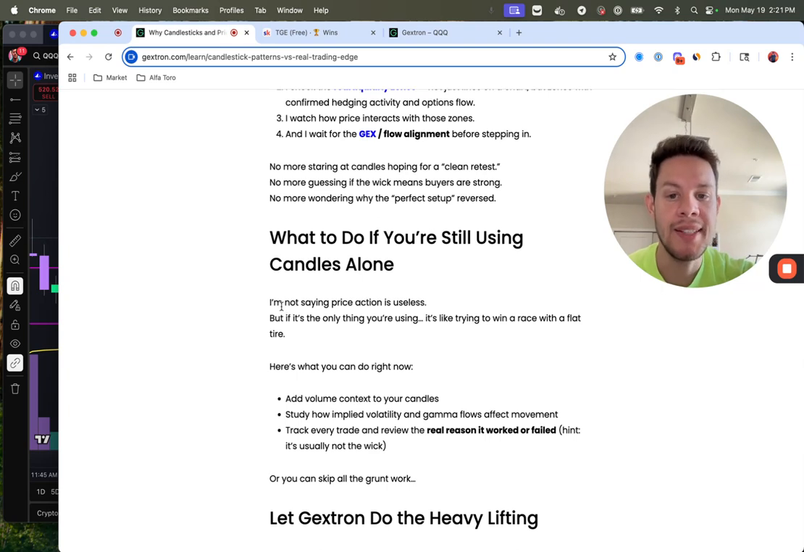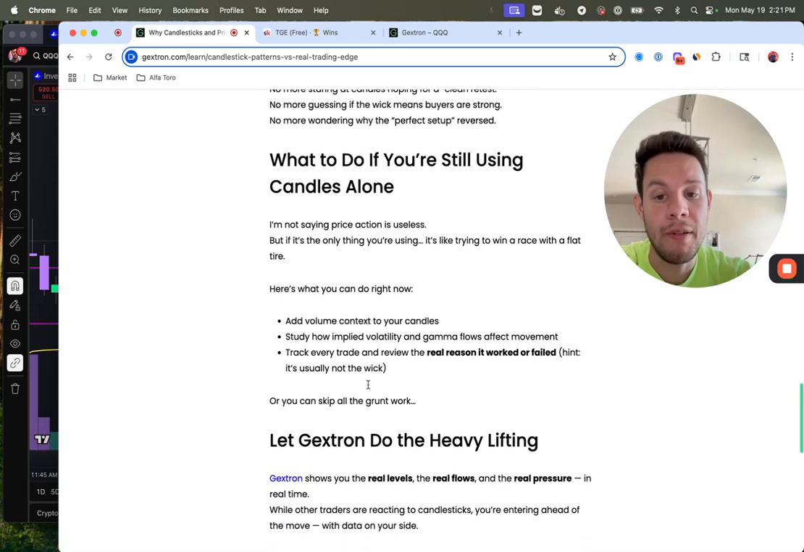And again, I'm not saying that price action is useless. It's very important to understand price action. But if it's the only thing you're using, then it's like trying to win a race with a flat tire. Here's what you can do right now, right?